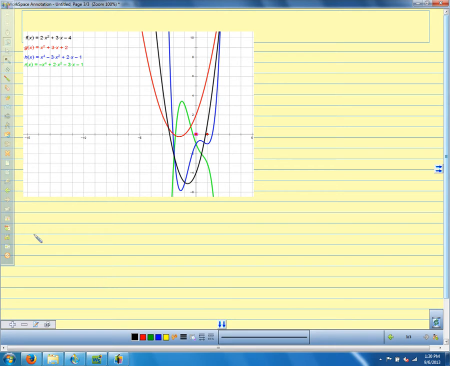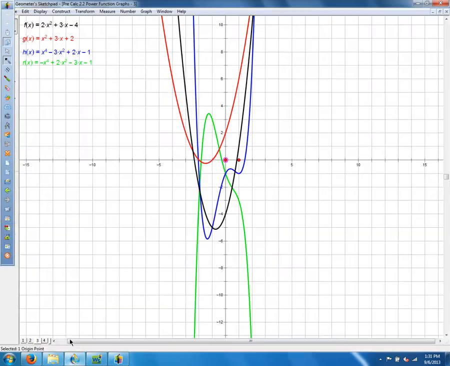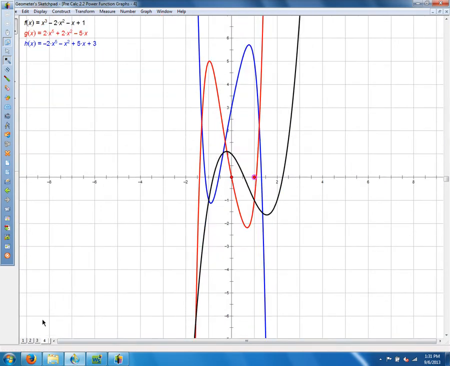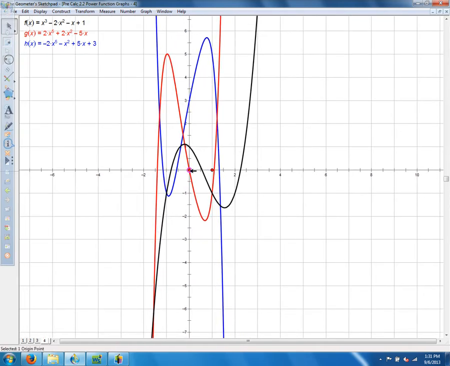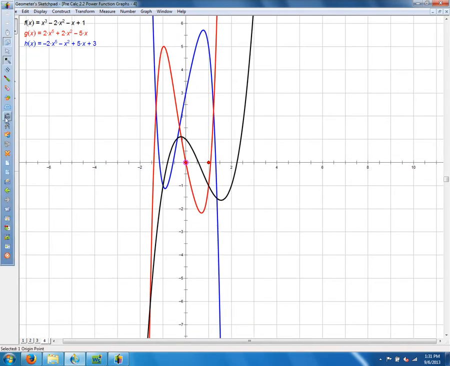And then I have some cubics graph, so let's grab those on the next page here. So here are some odd power functions, and we'll grab those and just put those with the other ones.